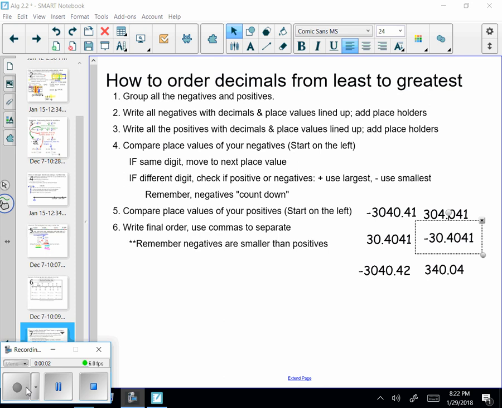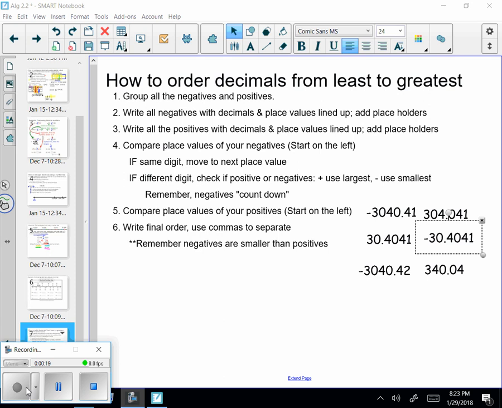How to order decimals from least to greatest. To order decimals from least to greatest, there are 6 steps. Step 1, group all the negatives and positives. Step 2, write all negatives with decimals and place values lined up.